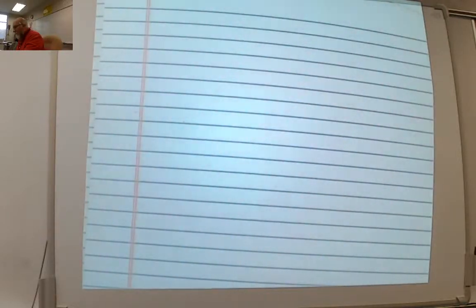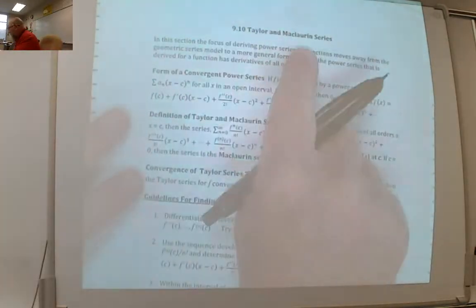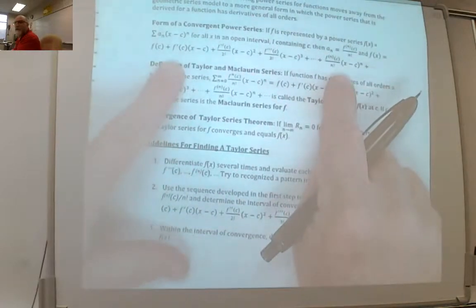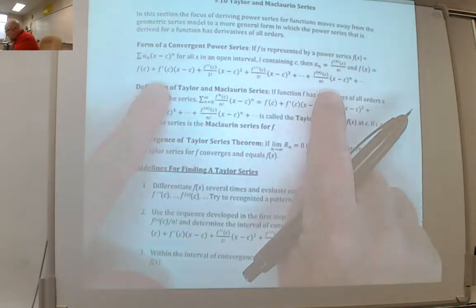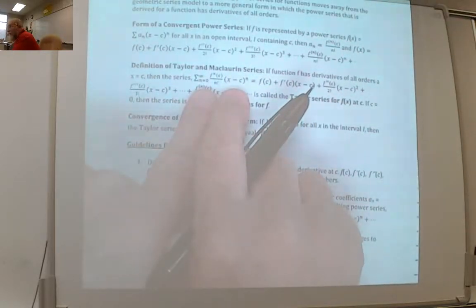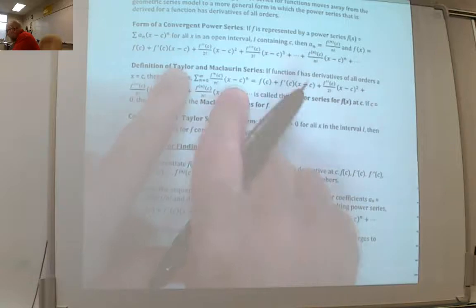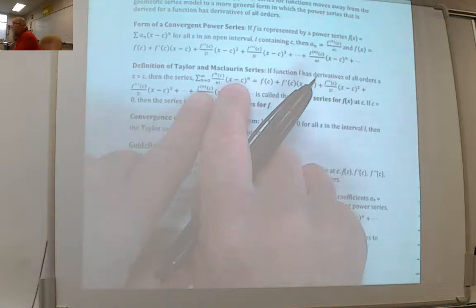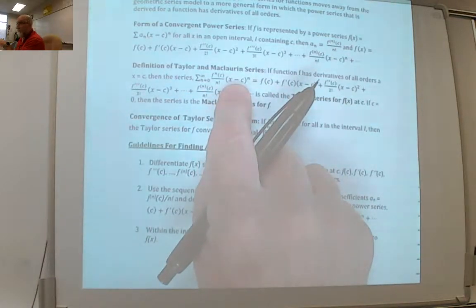All right, so this is a review of Taylor and Maclaurin series. If you take a look at this, remember, we call this a Taylor polynomial. And if I write it like this, it becomes a Taylor series because I'm adding everything. And the difference between a Taylor and a Maclaurin series is that c is 0.